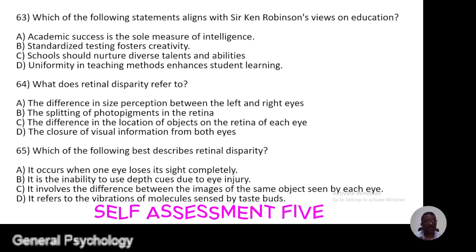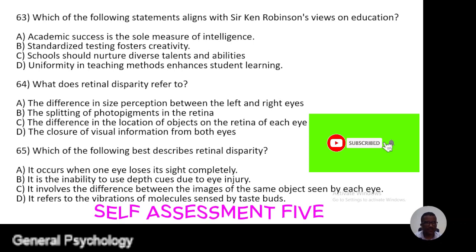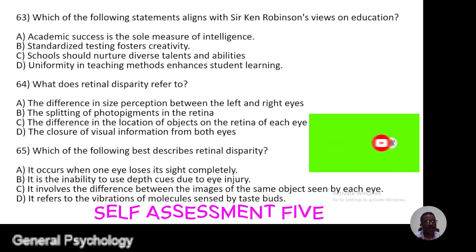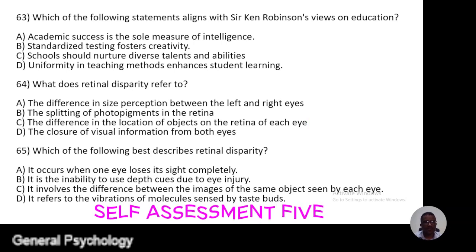Question 63. Which of the following statements aligns with Sir Ken Robinson's view on education? A. Academic success is the sole measure of intelligence. B. Standardized testing fosters creativity. C. Schools should nurture diverse talents and abilities. D. Uniformity in teaching methods enhances students' learning.